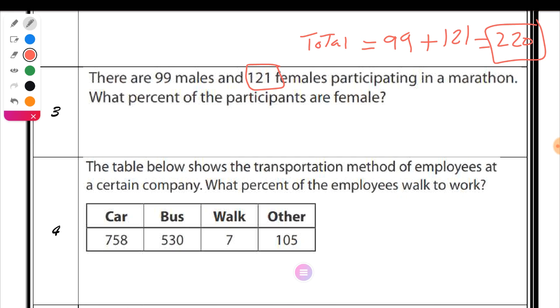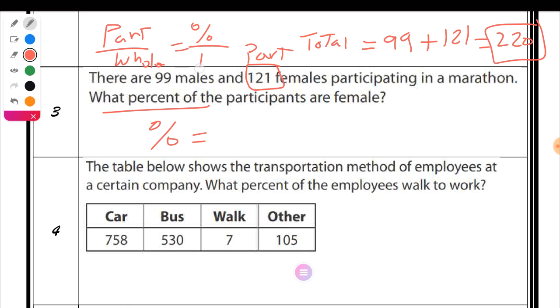He needs to calculate the female. So the female is the part. Okay, use the formula now. He needs the percent, so percent equals, as we said before, the main formula: part over whole equals percent over 100, okay? This is the main formula, don't forget it, always remember it.